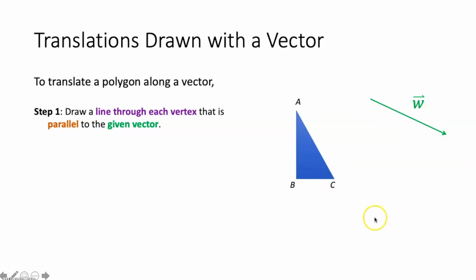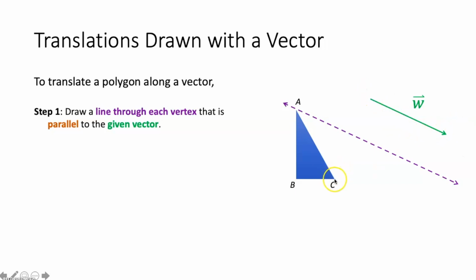So I want you to take a ruler and you're going to line it up with point A and make sure that your ruler is also parallel to this given vector. So when you do that, you're then going to trace a line that goes through our vertex A and is parallel to this given vector.